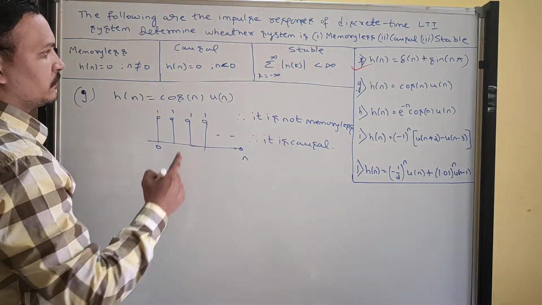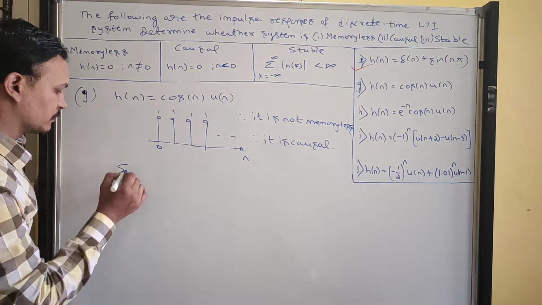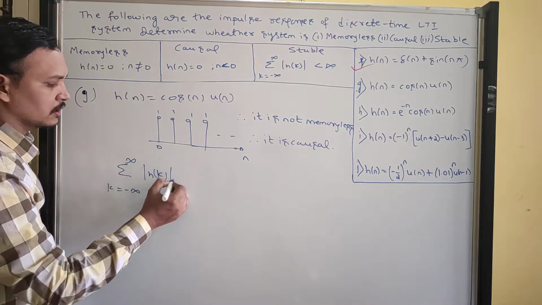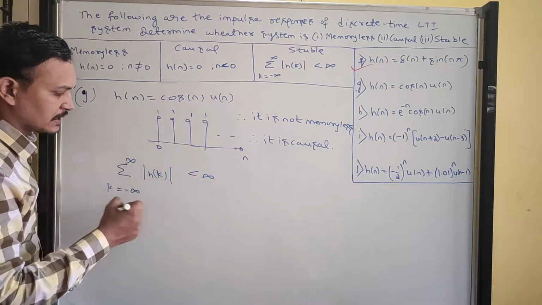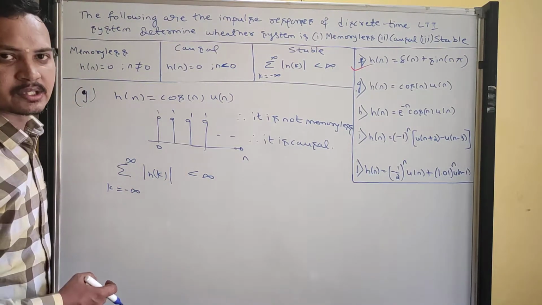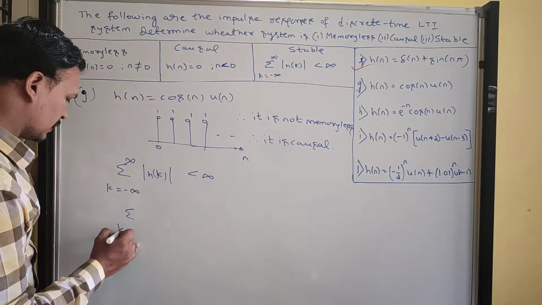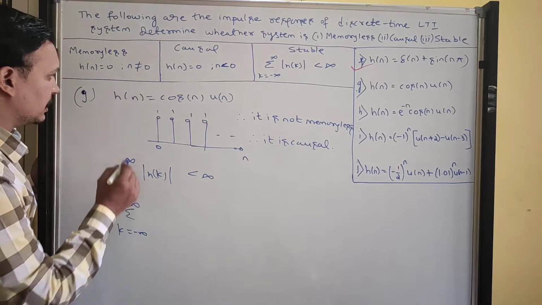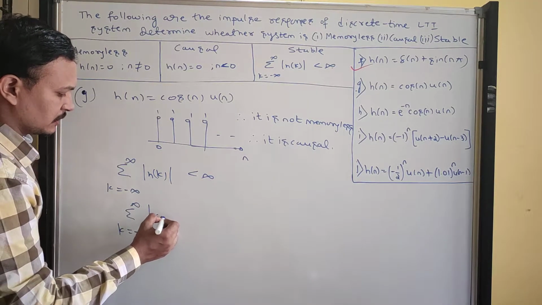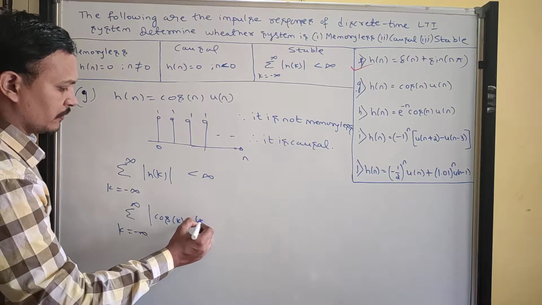Okay. Next for stability. What is the stability formula? Summation k equals minus infinity to infinity of mod h of k. If this entire summation is less than infinity, then you can say it is stable. Now h of k: h of n is given. Replace n by k, and you will get cos k into u of k.